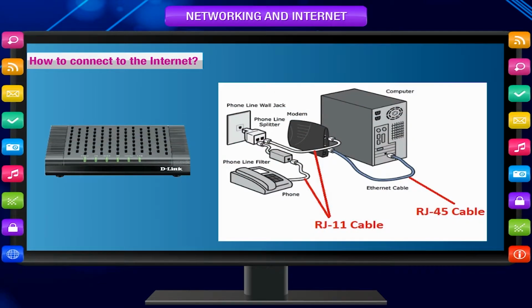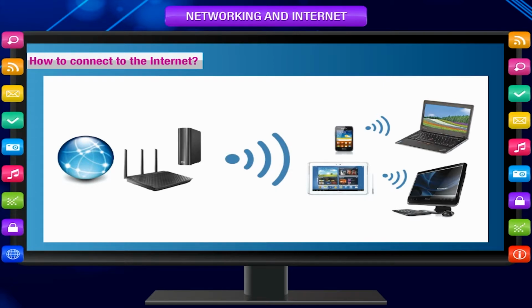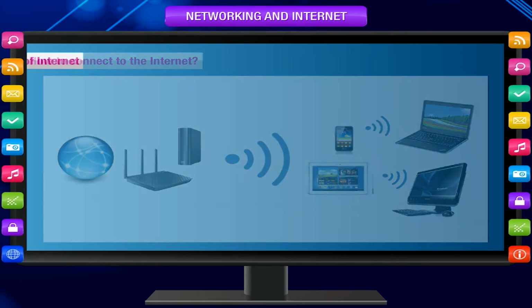The ISP provides a small device called a modem. The modem can be connected to the computer through a cable, and this is called a broadband connection. Some advanced modems provide Wi-Fi signals. Wi-Fi signals are wireless. Devices like laptops or mobile phones can be connected to the internet through a Wi-Fi connection.